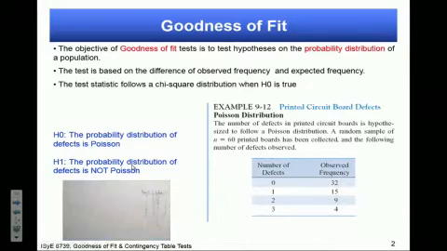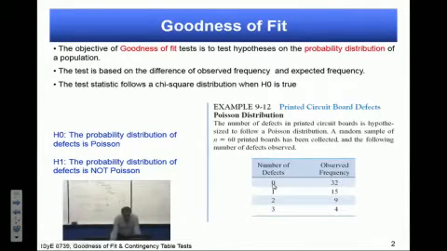We first summarize what we have. So we see how many boards do we have with 0 defects? 32. How many boards do we have with 1 defect? 15. How many with 2? 9. And how many with 3 is 4. So we summarize and find the observed frequency.